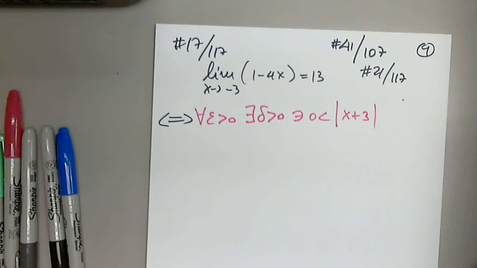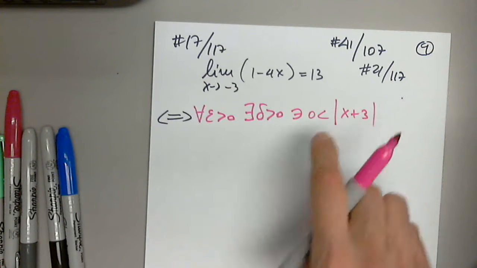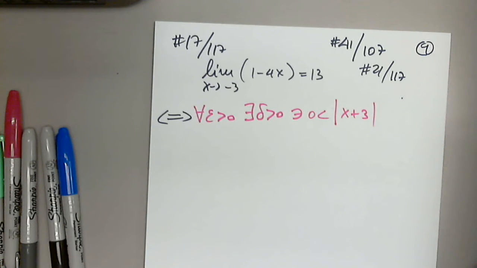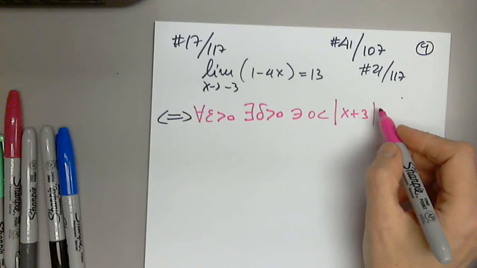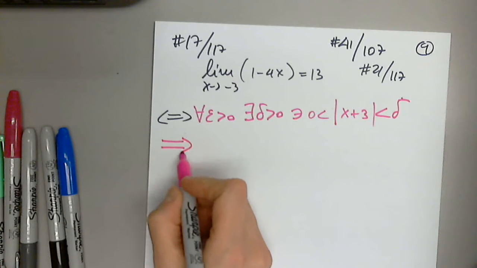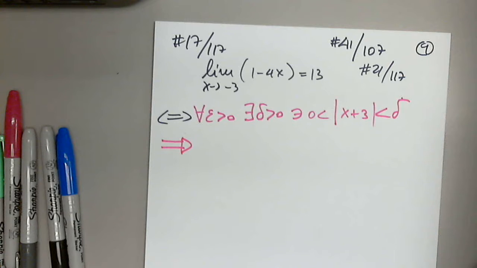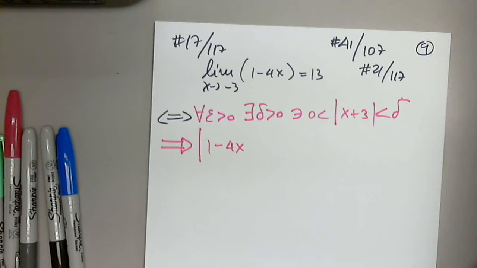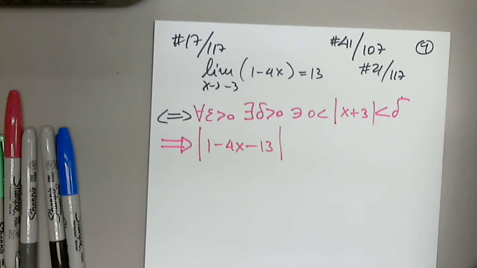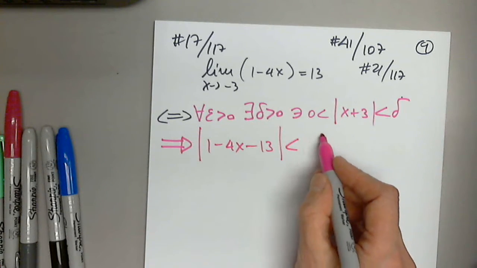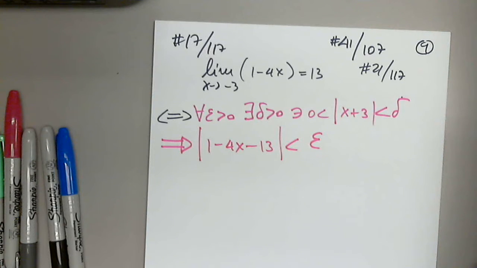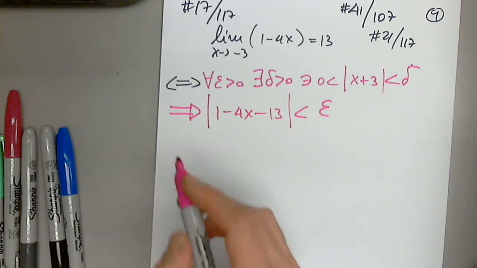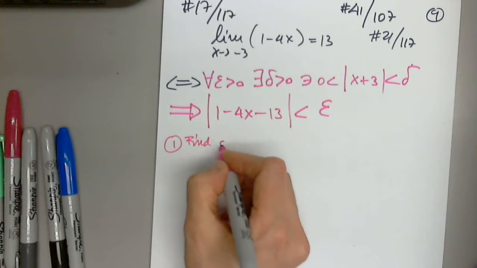Excellent. Well done. Every time I pick x close to -3, how close? The distance between x and -3 must be less than delta. Very good. This will guarantee the absolute value of 1 minus 4x... Awesome. Excellent. In absolute value, everything has to be less than epsilon. Good. So then find delta.